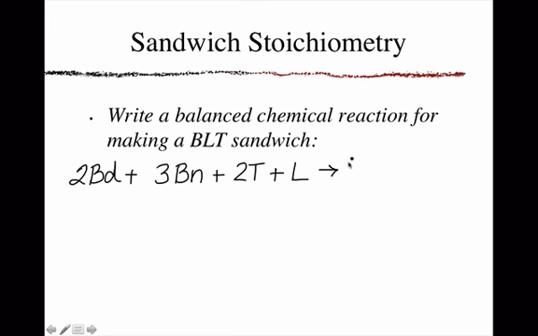For the product, we're just going to take all of this and shove it together. But instead of being coefficients out front, they're now going to become little subscripts. So this will be BD2BN3T2L. This is kind of a synthesis reaction. We're taking all these things and forming one product. So this is our balanced chemical reaction for making a BLT sandwich.